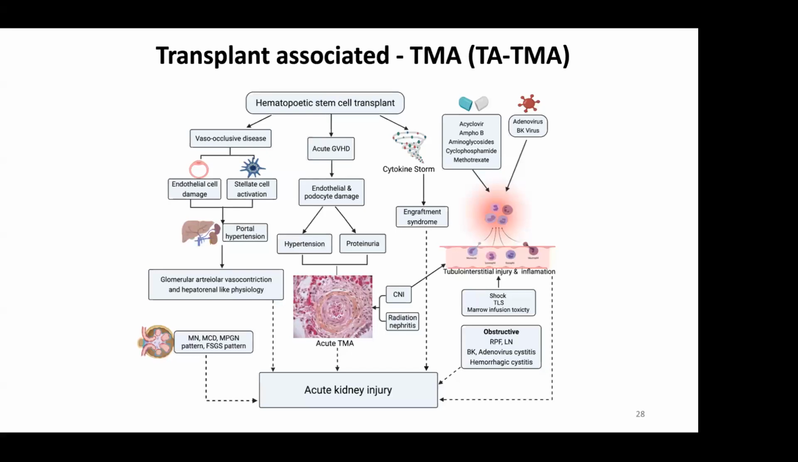Another important thrombotic microangiopathy which we commonly see is in the setting of hematopoietic stem cell transplant, which we also call the transplant-associated TMA, or TA-TMA. Now, like I mentioned before, hematopoietic stem cell transplant can have various downstream effects, which can cause endothelial cell damage, T-cell activation, and portal hypertension, with decreased glomerular circulation leading to acute kidney injury. It can cause direct endothelial and podocyte damage, which can cause hypertension leading to thrombotic microangiopathy. Again, the radiation therapies which are used in priming these patients for the bone marrow transplant, and the calcineurin inhibitors which are used, can induce thrombotic microangiopathy.